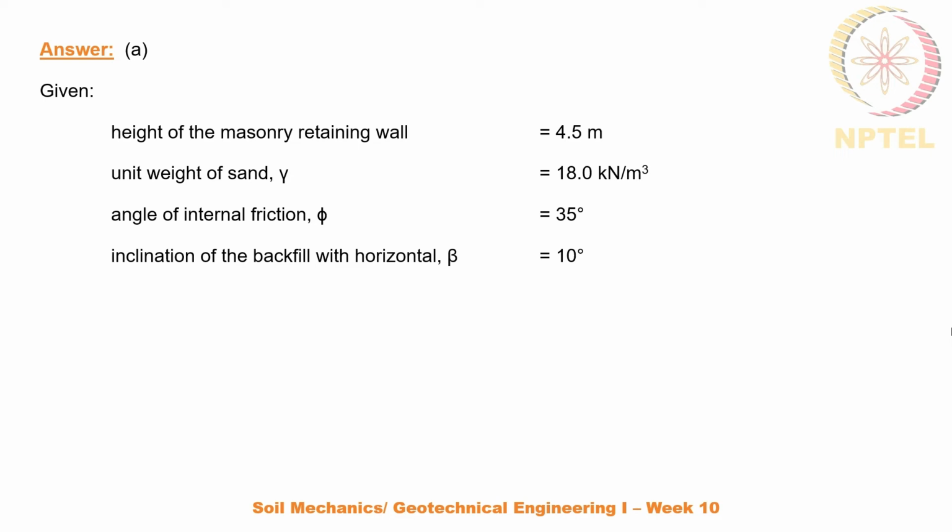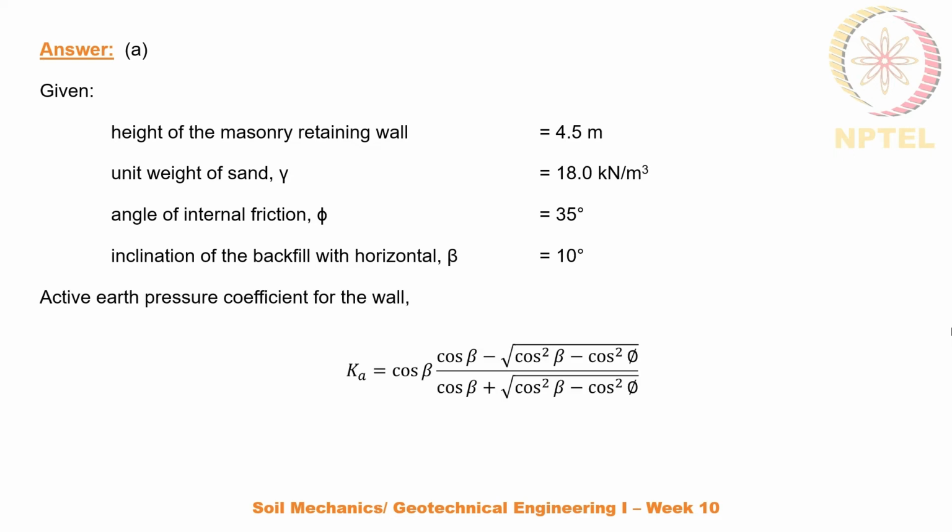So here we are given that the height of the masonry retaining wall is 4.5 meter, which is retaining backfill of sandy soil, and the unit weight of sand is 18 kilonewton per meter cube. Angle of internal friction is 35 degree and inclination of the backfill with horizontal, that is beta, is equal to 10 degree.